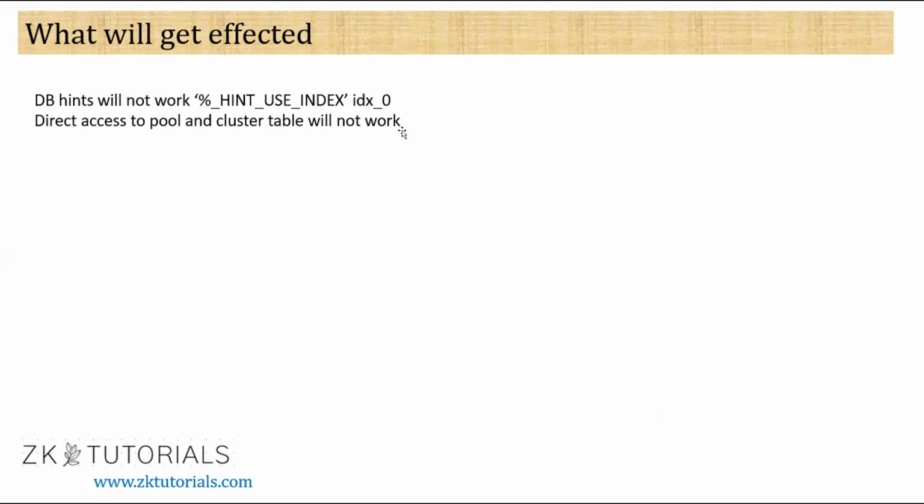Is this clear, guys? Take DB hints: whenever we are querying a table, the database will possibly go and choose a particular index, but we ourselves may want to tell the database, don't use this index on your own, I'm telling you which index to use to search the table. That is a DB hint, which will not work in the HANA database. Also, direct access to pool and cluster tables will not work. Hope everything is clear till here.